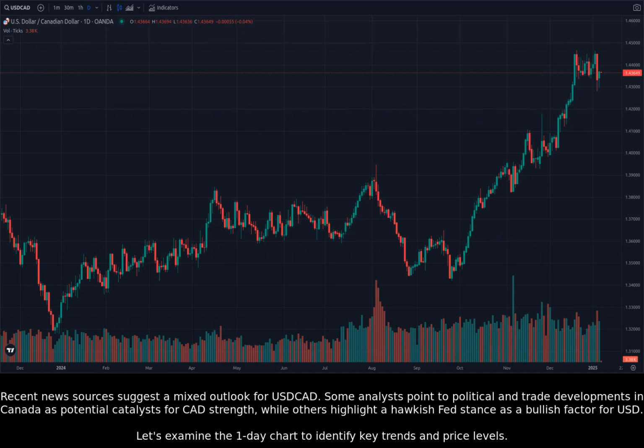Recent news sources suggest a mixed outlook for USDCAD. Some analysts point to political and trade developments in Canada as potential catalysts for CAD strength, while others highlight a hawkish Fed stance as a bullish factor for USD.